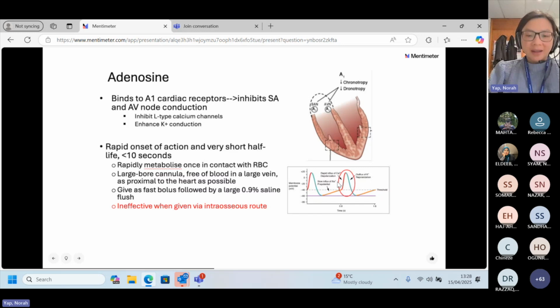It's ineffective via the intraosseous route. So just bear that in mind: when you have a baby presenting with peripheral shutdown and you can't get a cannula in, you can try intraosseous adenosine, but most often you're not really going to achieve anything.